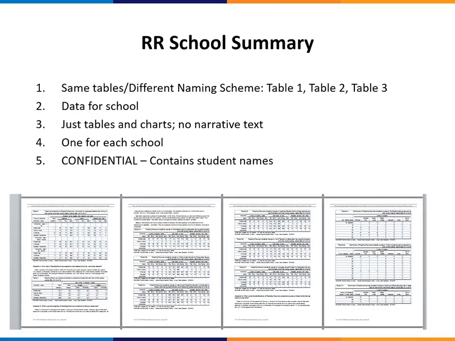And then we have our reading recovery school summary. Now, the tables in this one follow a different naming convention. It has the same tables, just a different naming scheme. There's a numerical order to the tables, so they start out with a table 1, a table 2, a table 3, a table 4, and so on. It doesn't follow quite the same naming scheme.